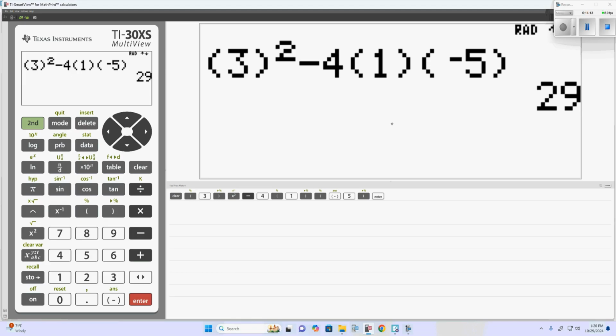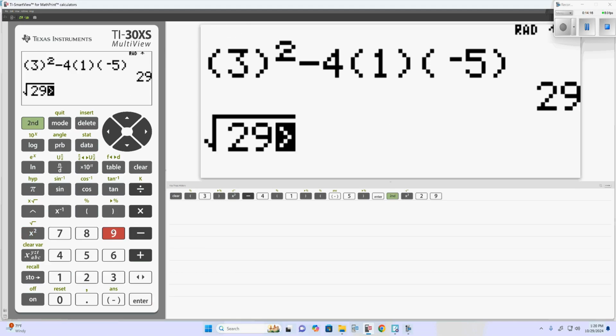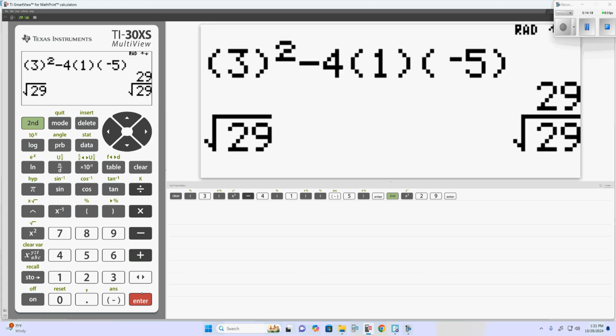Now at this point we need to make sure and see if this does reduce. Because if the square root of 29 reduces, we need to reduce it. But does the square root of 29 reduce? No.